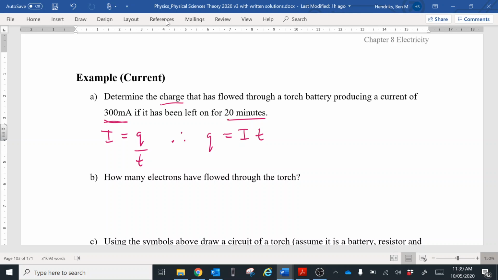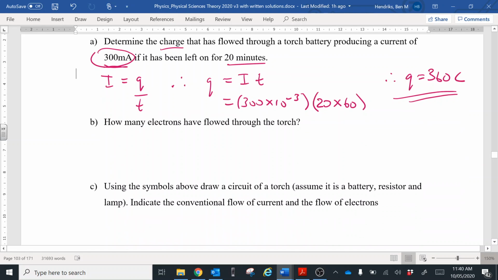And then we're going to have the current, which is 300 milliamps, which is equal to 300 times 10 to the negative 3. Remember your prefixes, milli, and then time is going to be 20 minutes times by 60 to get it into seconds. And therefore, Q is going to be equal to 360 coulombs. So just putting that into your calculator.